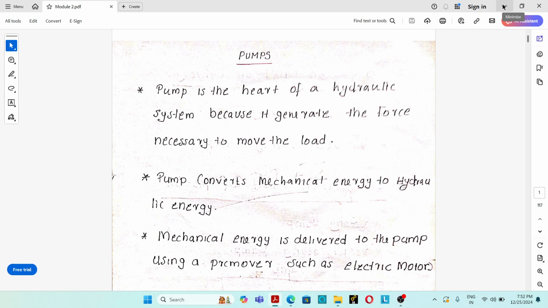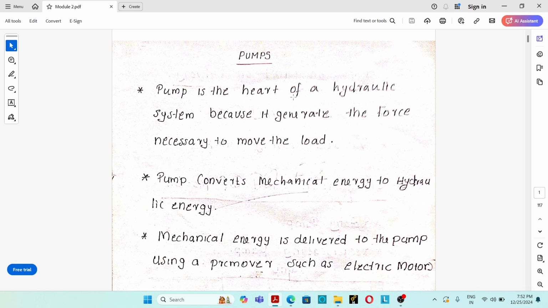First class of Industrial Hydraulics Module 2. So in this module, we are completely dealing with the pump, the different types of pump used in hydraulic circuits. So we are starting with the introduction about a pump.